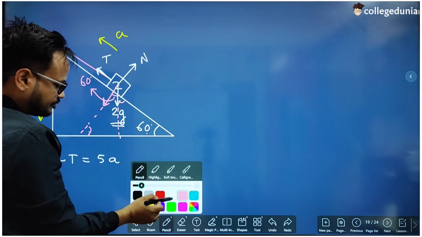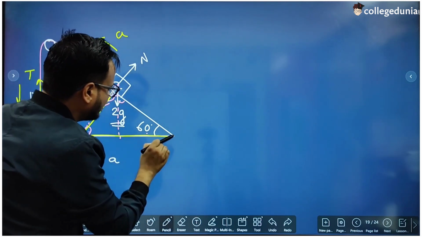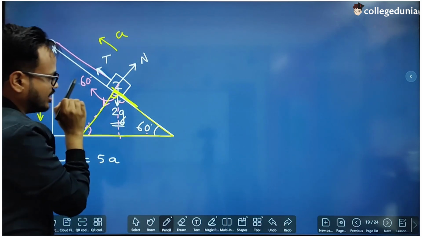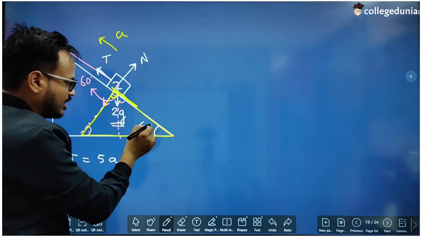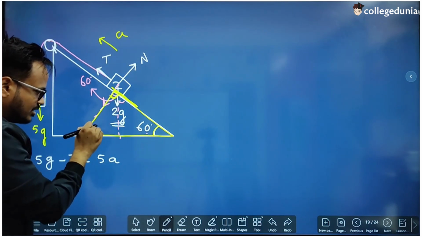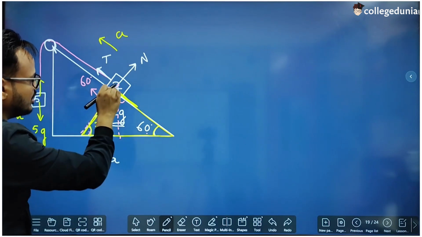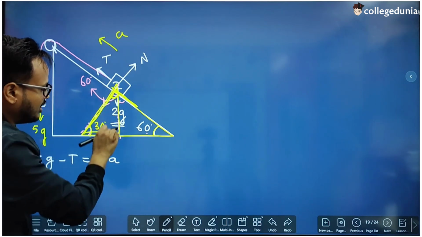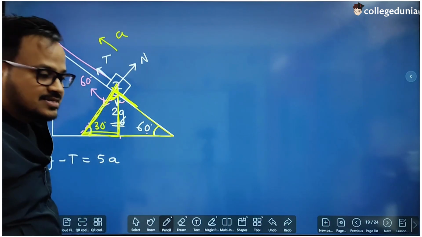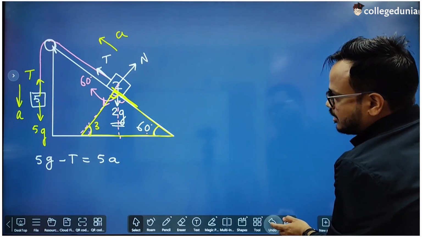Take this, I'll rub it afterwards. Take this right angle triangle, right? This angle is 90 degree. Now if we take this right angle triangle, then this angle is 60 and this is 90, then obviously this angle will be 30, right? And now in this right angle triangle, if this is 30, then this angle is going to be 60. So this angle is very important for us to take the components.